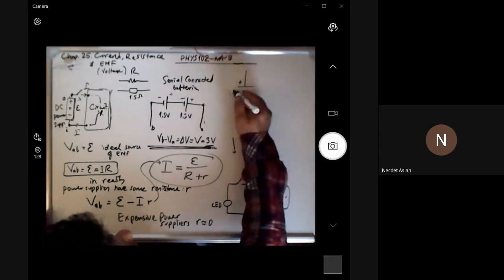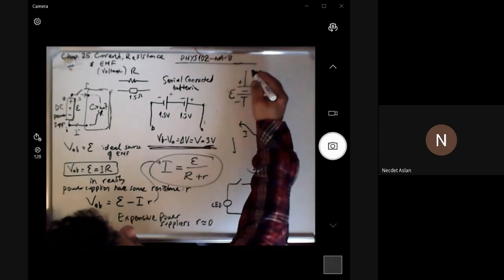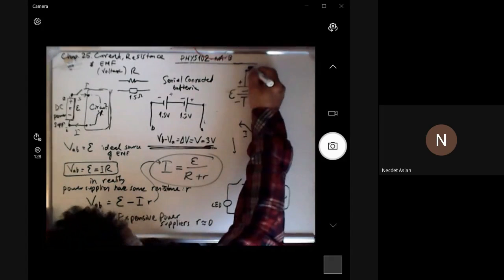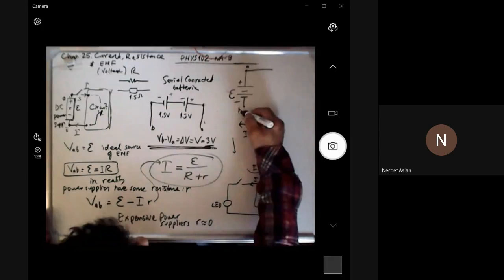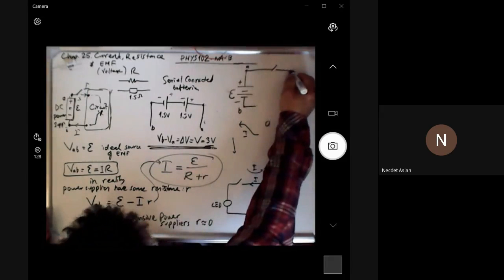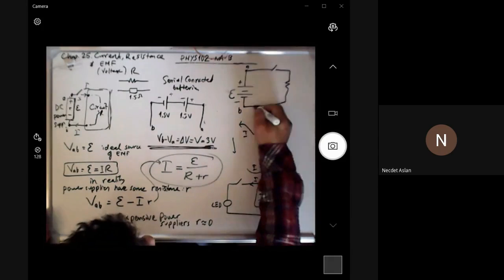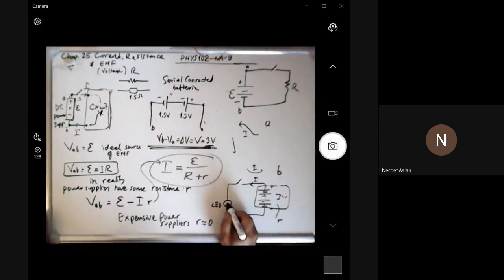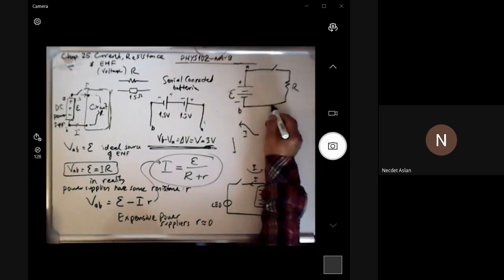So actually it has epsilon, which is 1.5 volts, and the terminals are A and B. And there is a switch and there is a resistance. This resistance came from this LED. It has some kind of resistance inside, right? So we have this circuit.